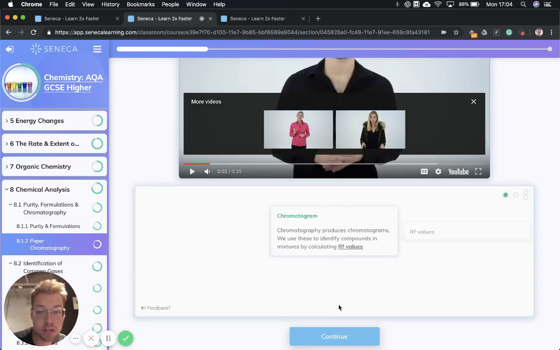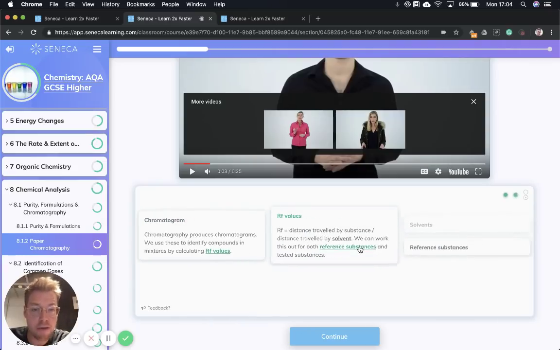Chromatography produces chromatograms. So that's what we produce in chromatography. We use these to identify compounds and mixtures by calculating RF values. RF is the distance travelled by a substance divided by the distance travelled by the solvent. Remember that key equation. And we can work this out for both reference substances and tested substances.